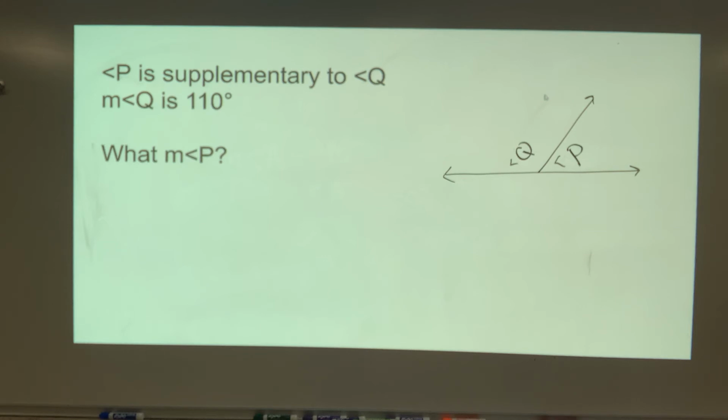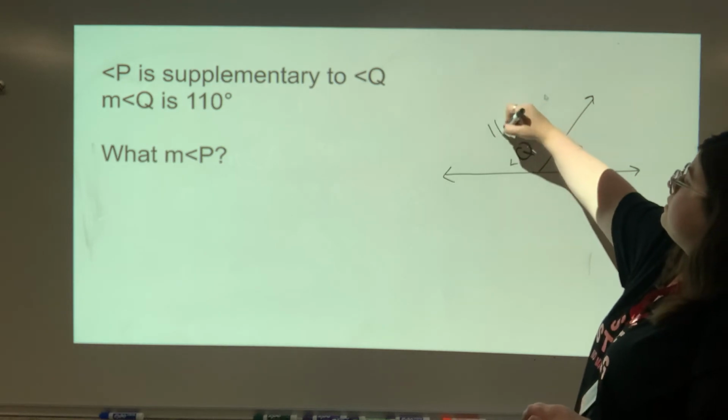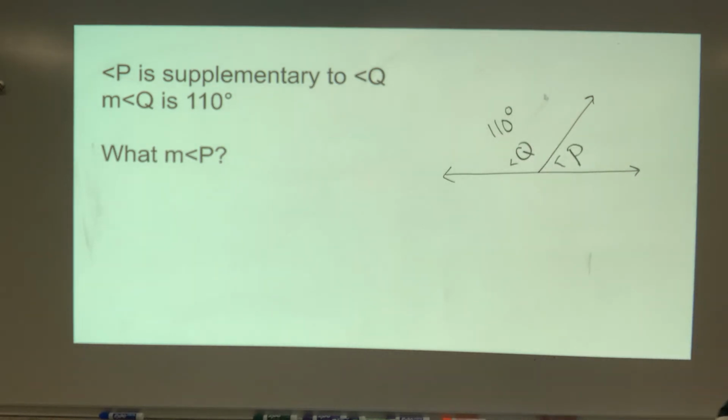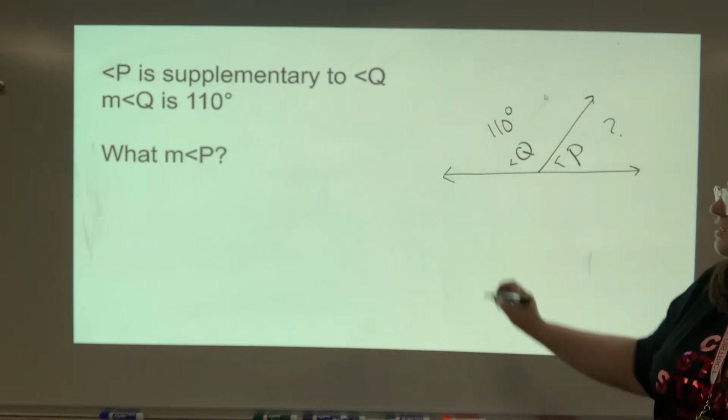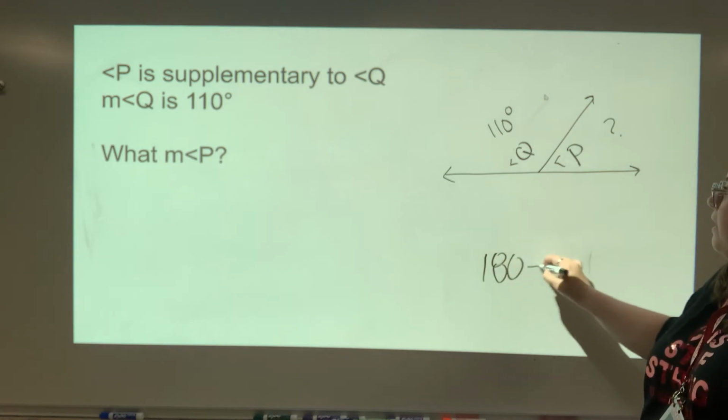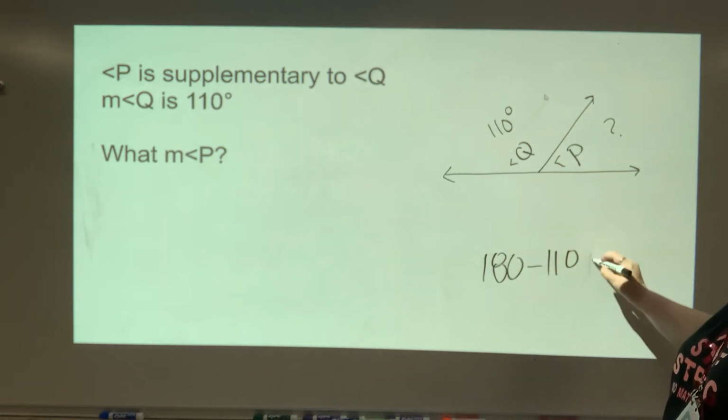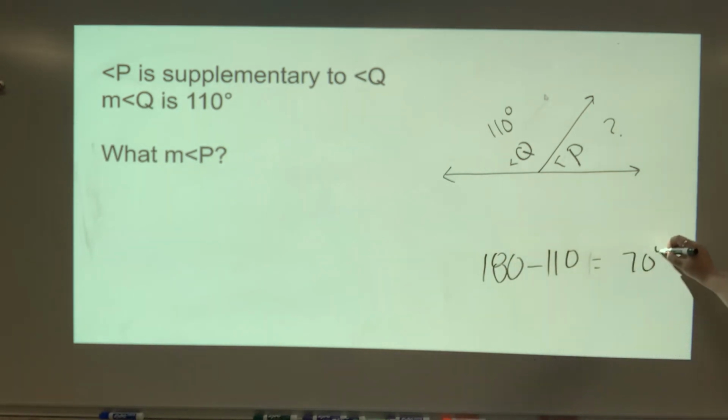And I'm also given some information that angle Q is 110 degrees. And I'm wondering, what is the measure of angle P? Well, just by looking at it, you could say if this entire thing is 180, and I know that part of it is 110, just subtract 180 minus 110, and that gives you 70 degrees. So the measure of angle P is 70 degrees.